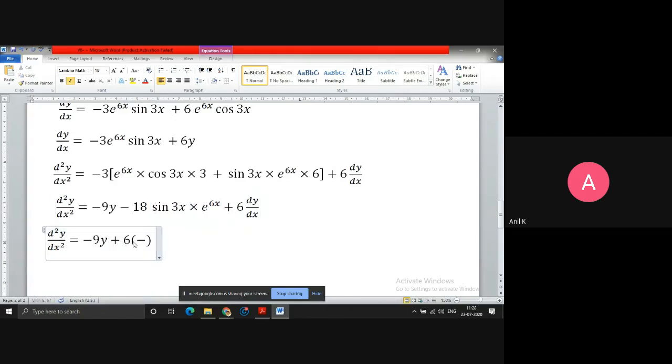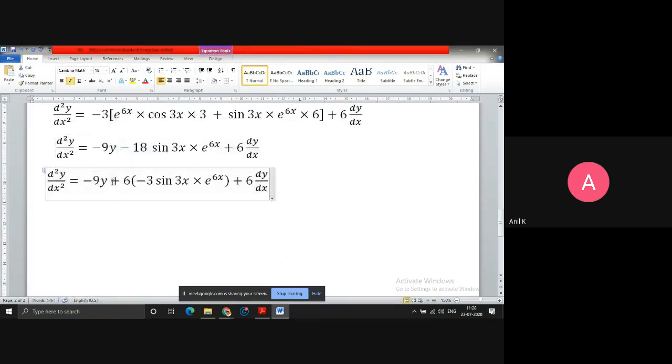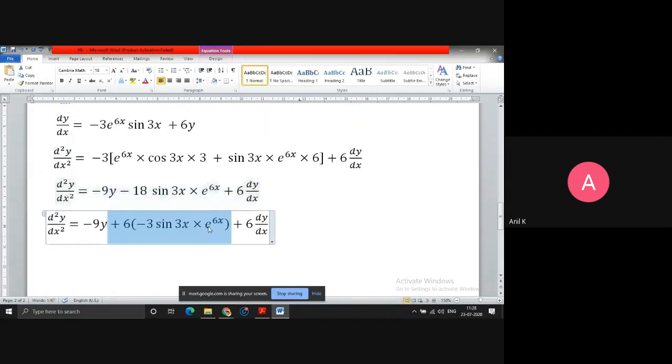Here it will come as minus 3 into this one plus 6 dy by dx. You understood this step? This minus 18 I have written as plus 6 into minus 3. Because minus 3 e power sine 3x into e power 6x I can replace as dy by dx minus 6y. So according to that case, this step will remain as it is.